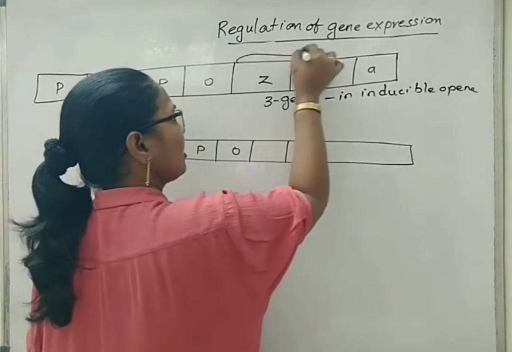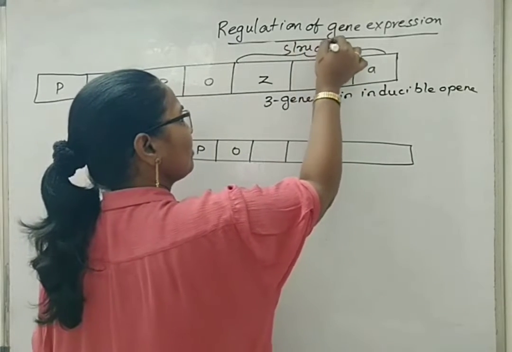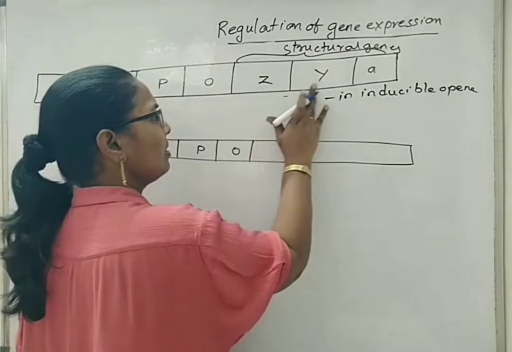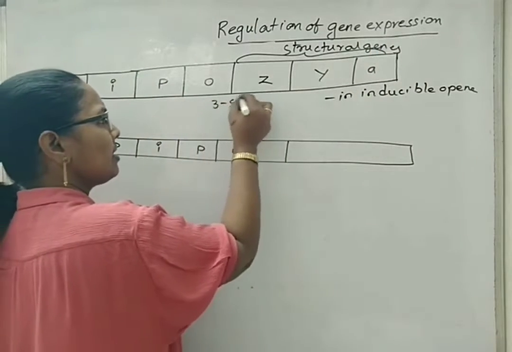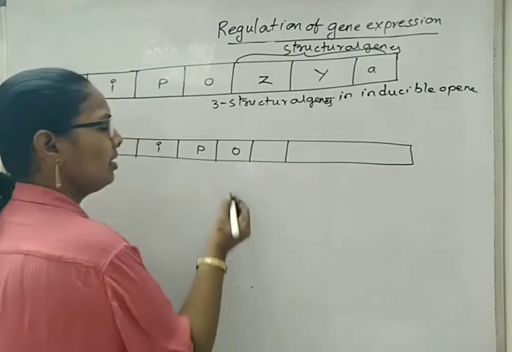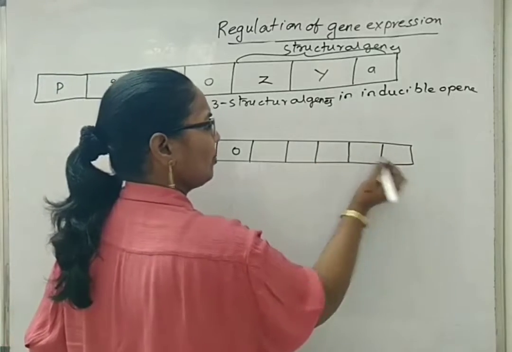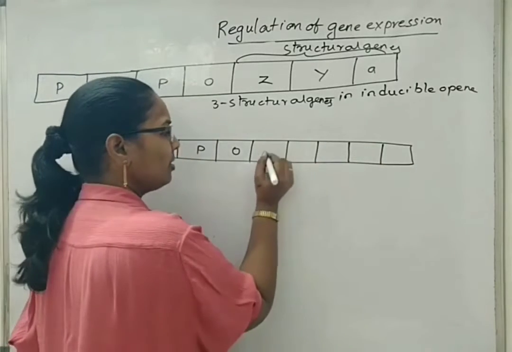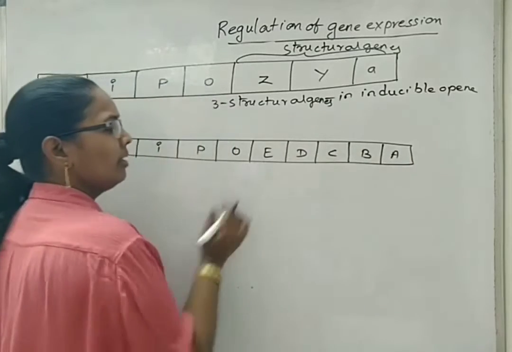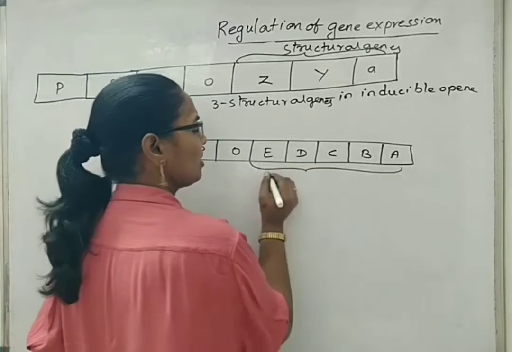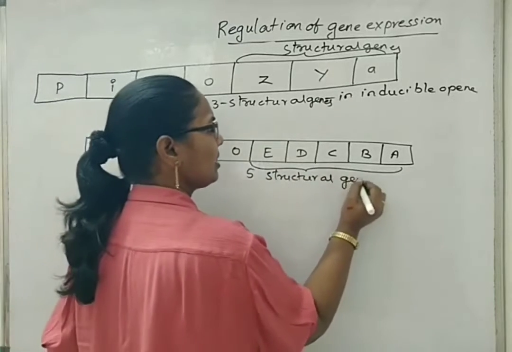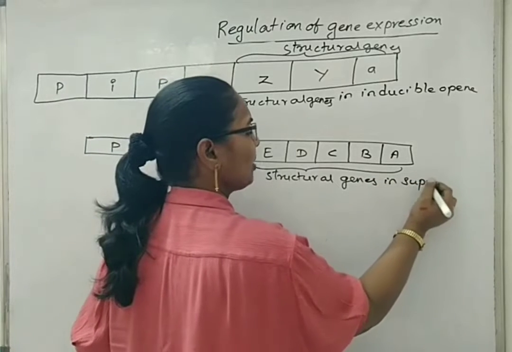Those 3 are structural genes. So we can also write 3 structural genes in inducible operon. In case of tryptophan operon, there are 5 structural genes. So all these are called structural genes. So 5 structural genes in suppressible operon.